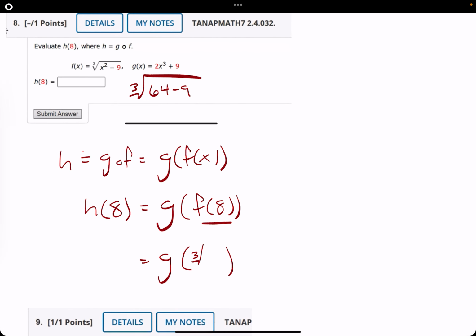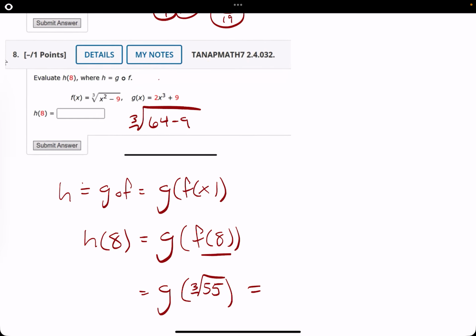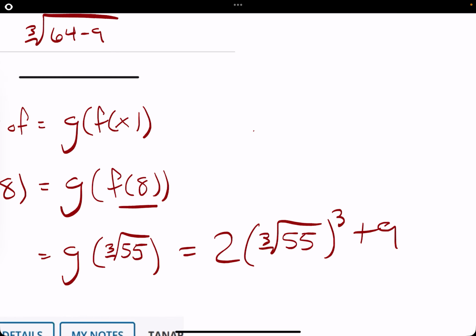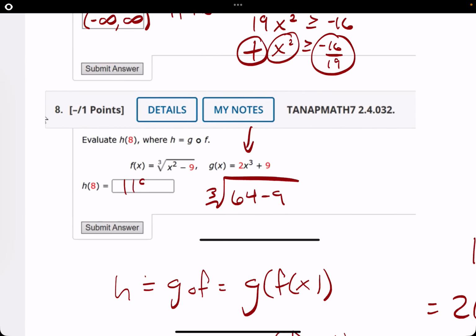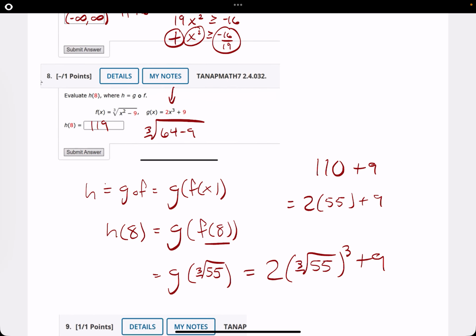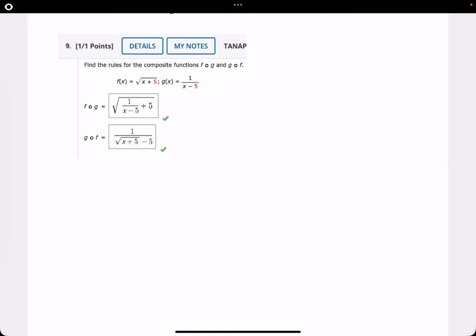So in other words, f of 8 is the cube root of 55, so now we want to find g of that. We'll plug that result into the function g, wherever we see x. So 2 times the cube root of 55 cubed plus 9. The cube root and the cube cancel each other out, so we're really just left with 2 times 55 plus 9. That's 110 plus 9, which is 119. Hope that makes sense. Let's keep it going.